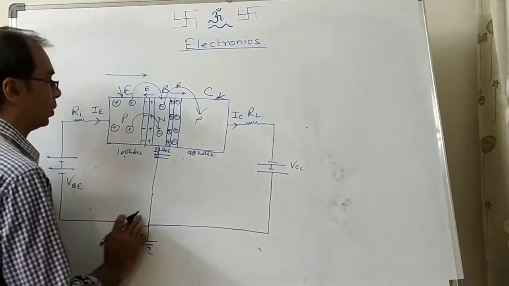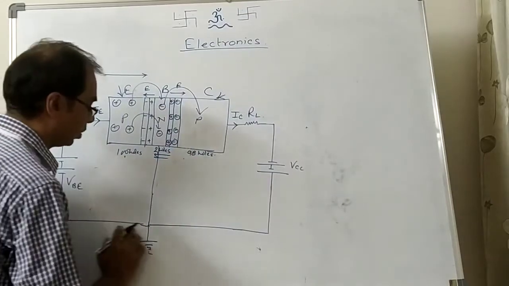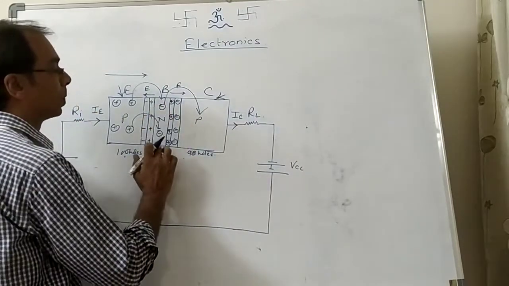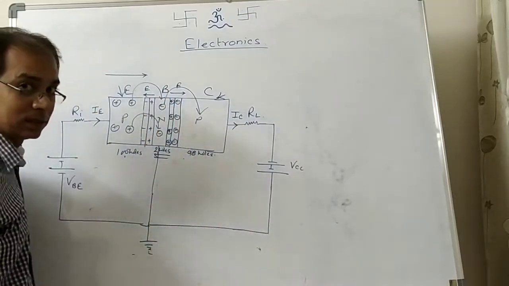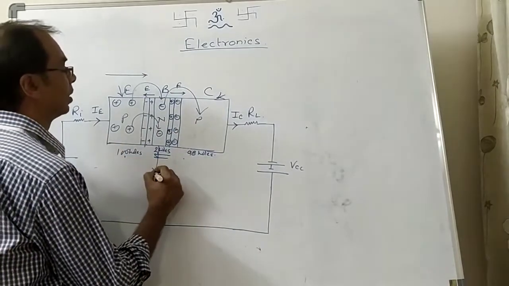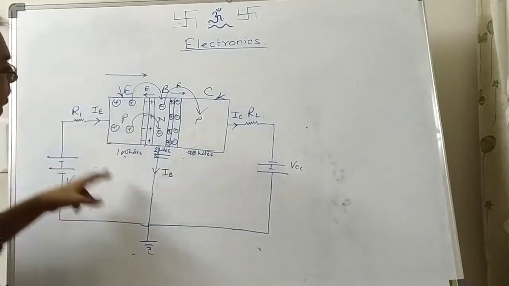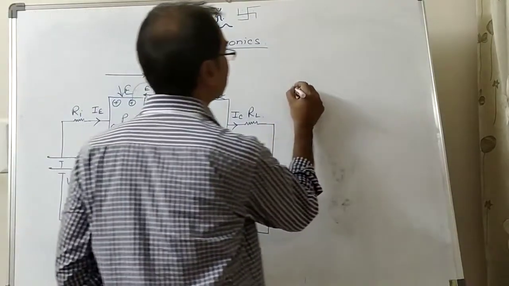Electrons will be flowing over here, because here there are no electrons now. So electrons will be going from this side to make up the base, which has few electrons. When electrons are moving like this, that means from here what comes? IB. So total current IE we can write as what? IB plus IC.